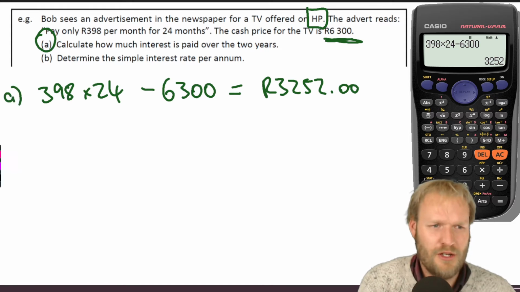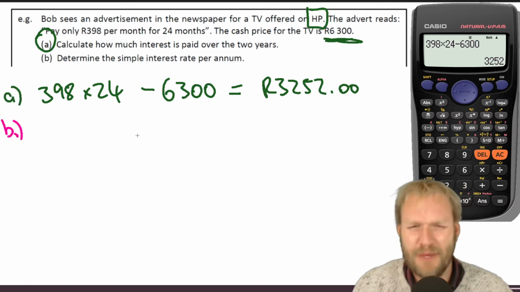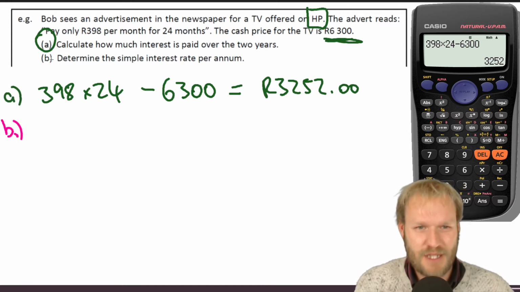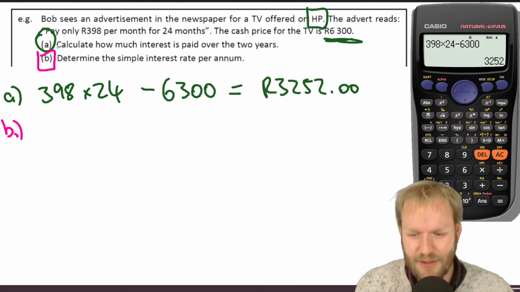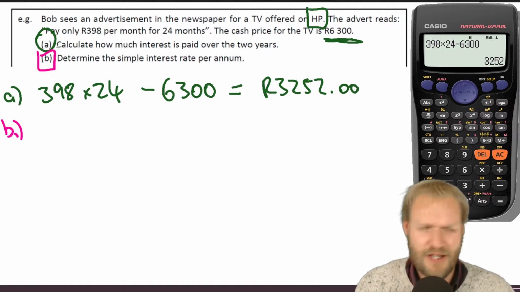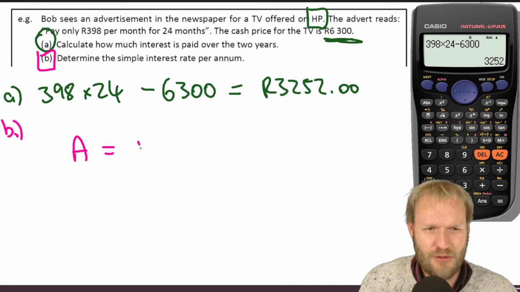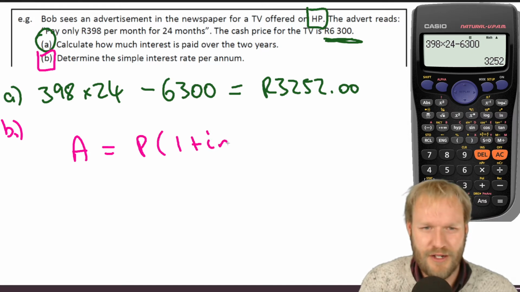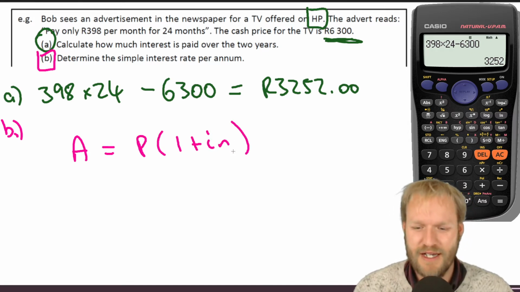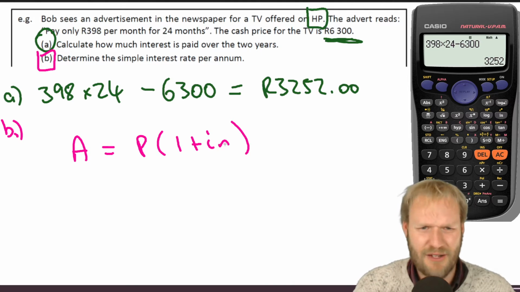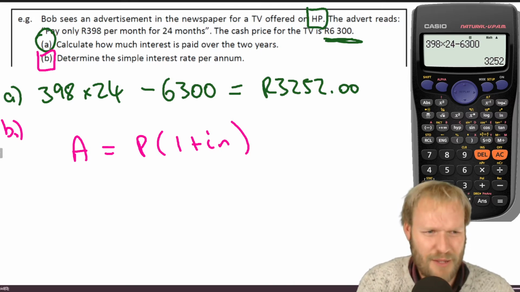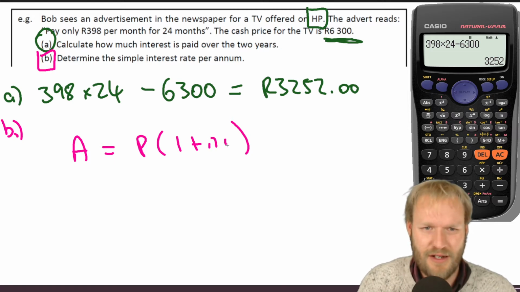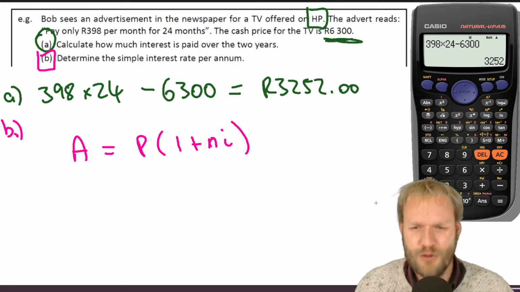Okay, part B. Determine the simple interest rate per annum. I'm going to kick you off here and say we only know one formula so far: A equals P(1 plus in). Or I've written in or ni, it doesn't really matter. Maybe I'll be consistent here and say plus ni. Of course, if you're multiplying, order doesn't matter.